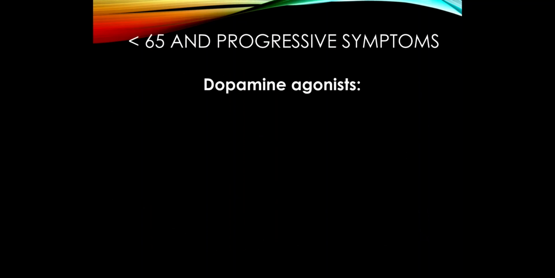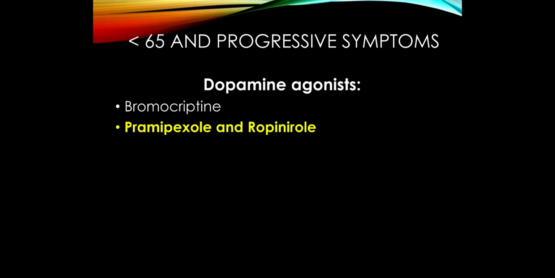All right, so let's go over treatment now of Parkinson's disease. If someone is under the age of 65 and is having symptoms that are progressive to the point it's really interfering with their activities of daily living, it's interfering with their livelihood, most neurologists would still start with a dopamine agonist. Okay, and there's some debate about that, but in general, younger individuals will tend to start with a dopamine agonist. I'll say a little bit why here in just a minute.